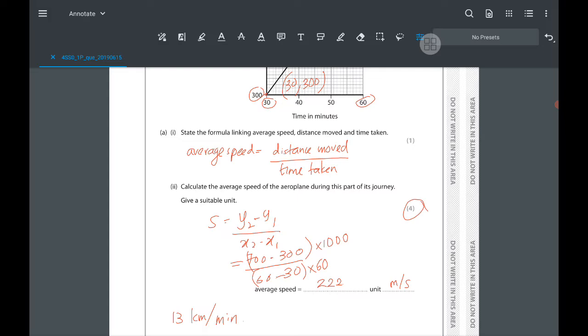Then 1 mark will be given for the substitution, 1 mark will be given for the evaluation, and also when you are substituting, the distance and time correctly substituted in this formula would be recommended. And evaluation means getting the final answer, and with the correct unit you'll get 4 marks.